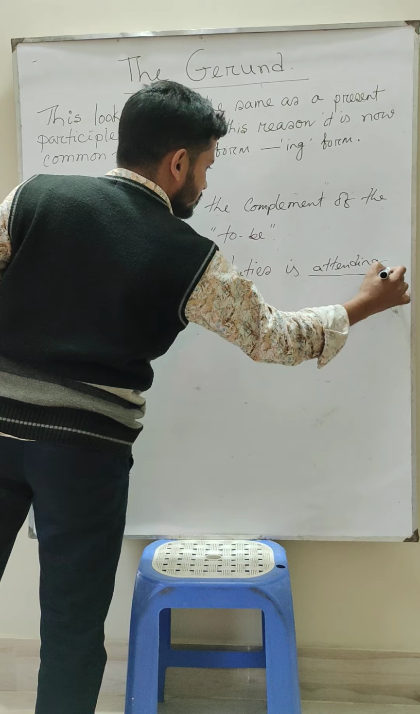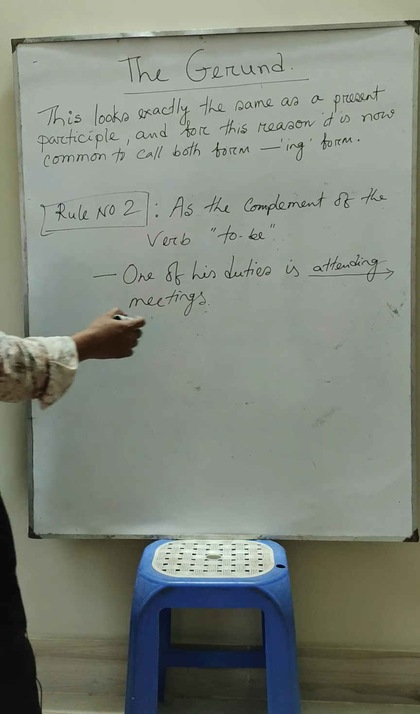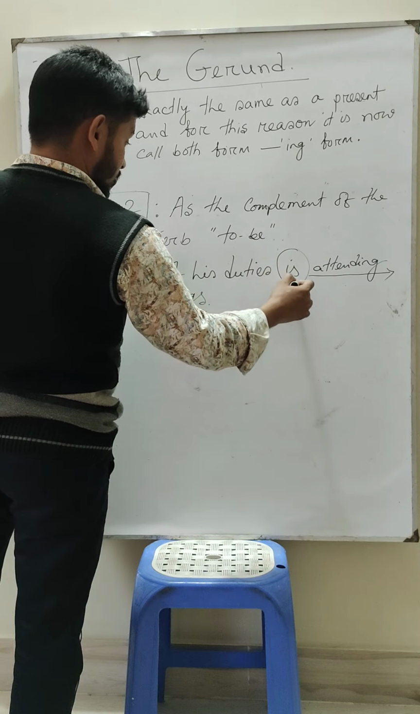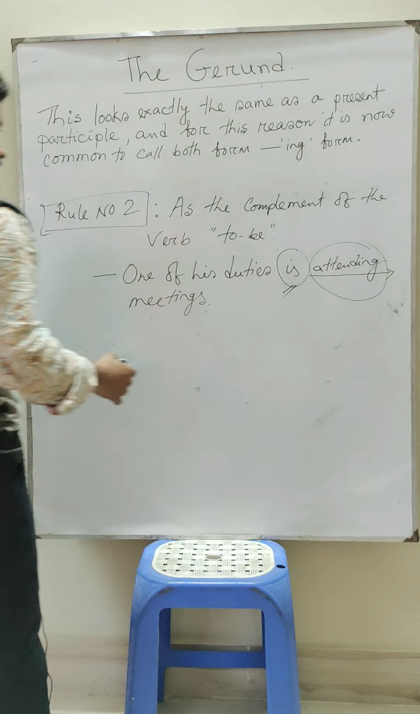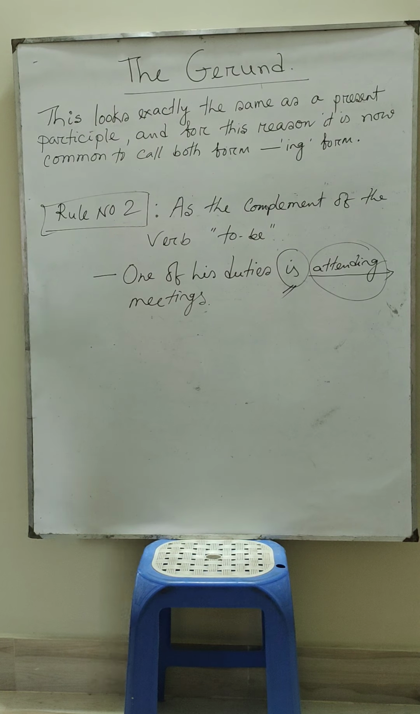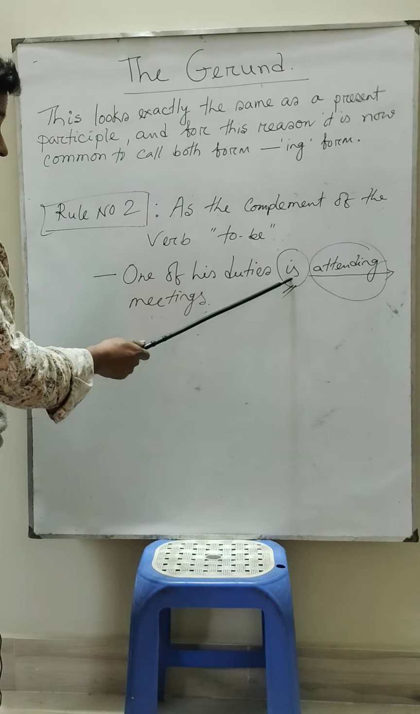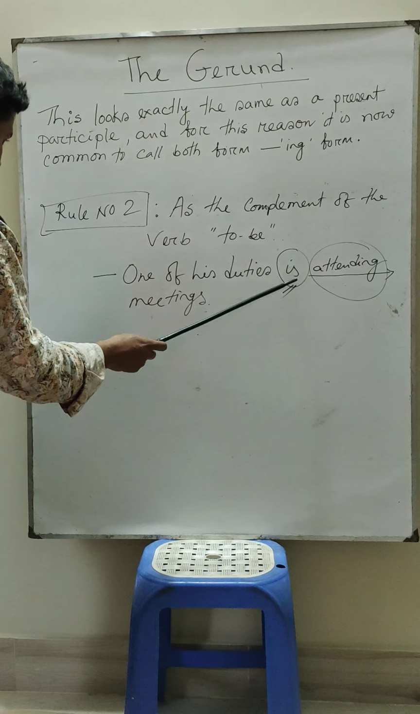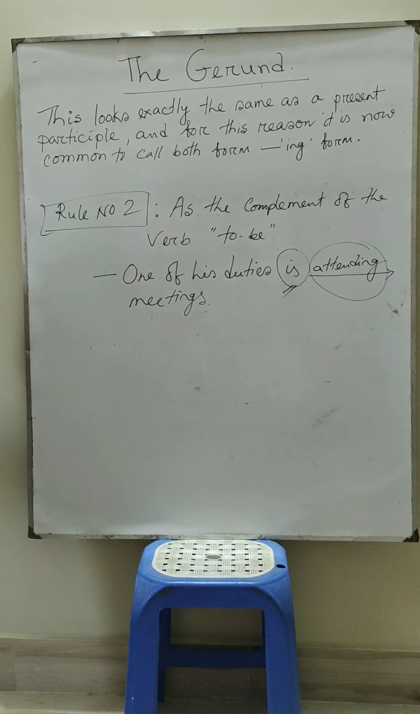Here you see complement, meaning as the complement of the verb. Here verb means auxiliary verb, and the complement here is attending, and the verb to be. We know am, is, are, was, were, been, being. These are the to be verbs. You can extend them or make another to be verb. Can plus be, then can be is a to be verb.